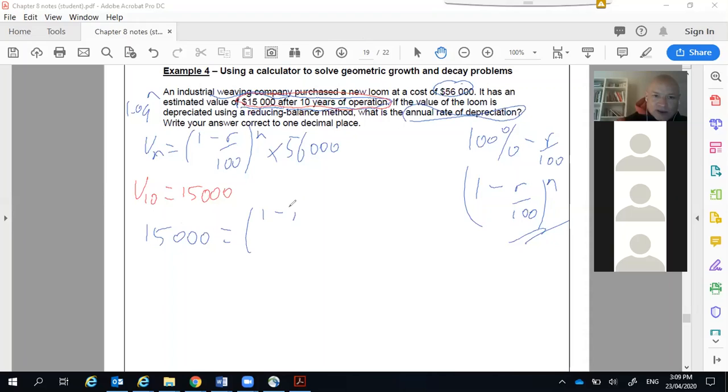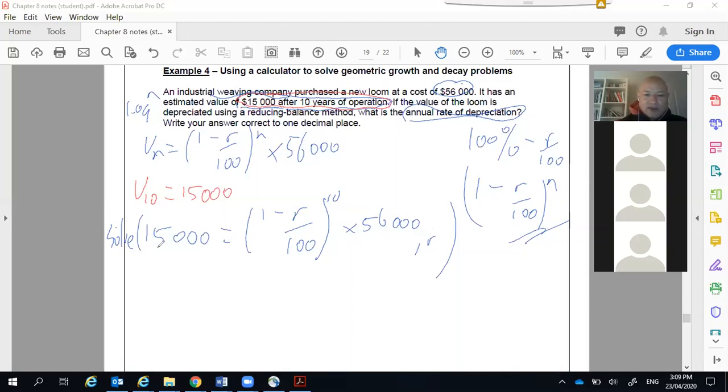equals 1 minus R over 100 to the power of N times 56,000. Oops, I forgot to put my 10 in there. Let me go back. That's 10. And we're going to solve for our R.